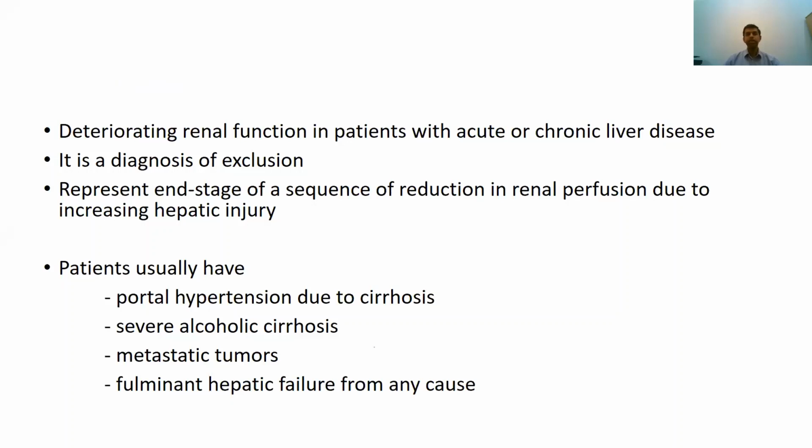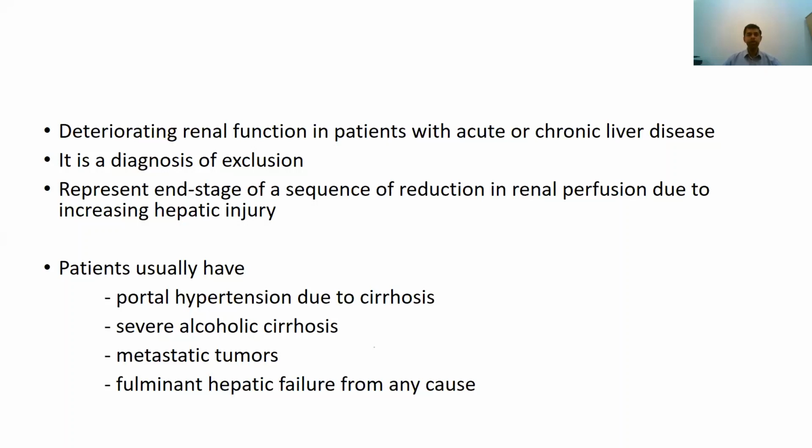Generally, this represents the last stage of a sequence of reduction in renal perfusion due to increasing hepatic injury. So what happens is, when your liver cell disease progresses gradually, the blood flow to the kidney goes down, and we will discuss why that happens. And you start developing acute kidney injury during the very late stages, because by that time the kidneys have tried to compensate and now are starting to fail.